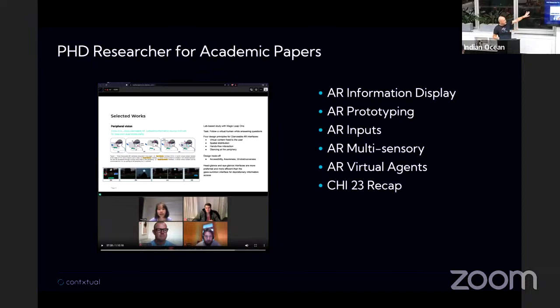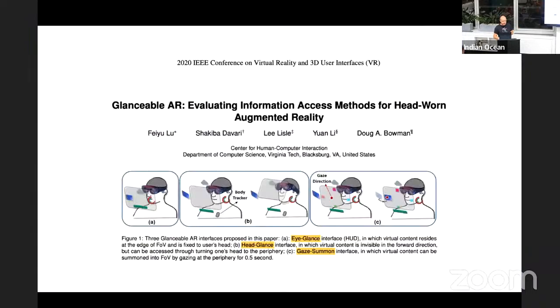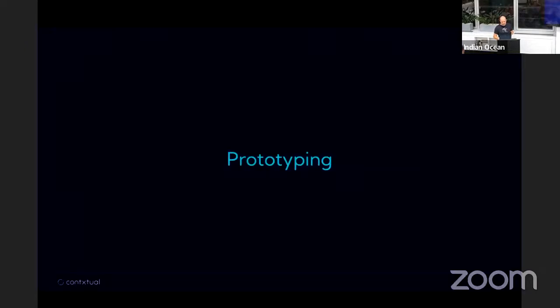So each month we have a different topic that Tram looks at and comes back and reports on. We go and do papers. In fact, we've got a paper coming up in an academic conference that we co-authored with the University of Sydney. And then the fun stuff is the prototyping, right?